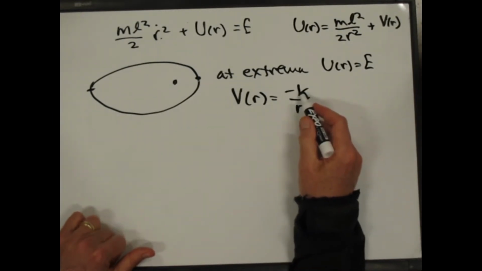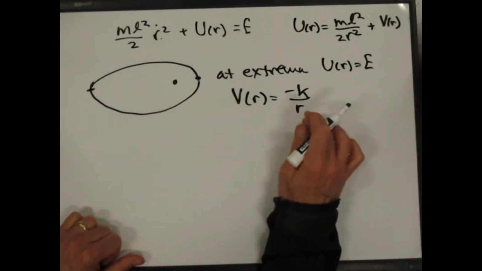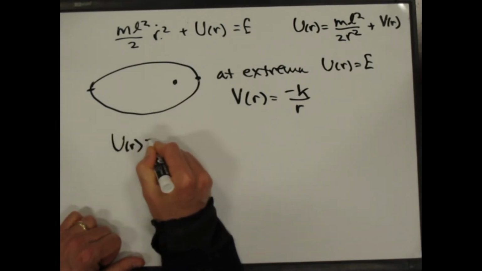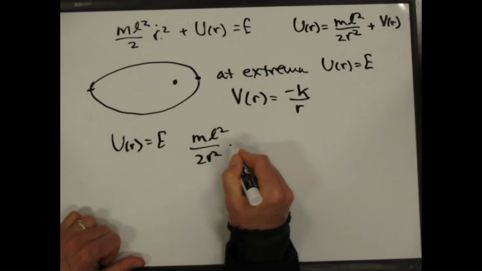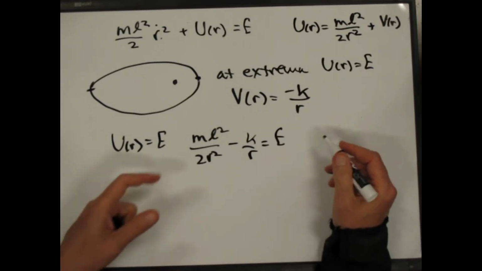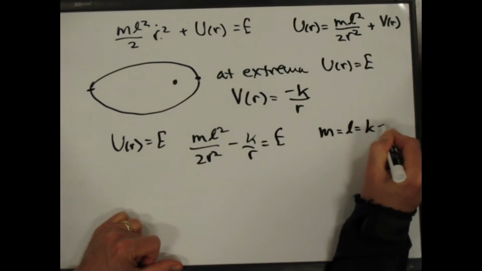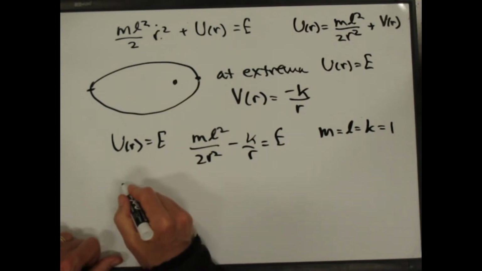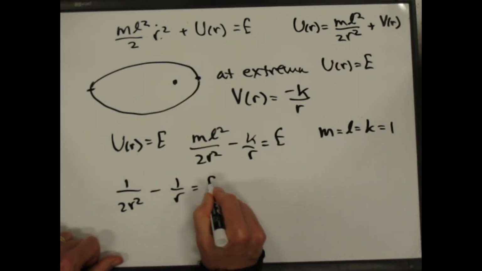If this is a gravitational potential, it's GMm, but it could be anything. We're choosing a 1 over r squared force, so a 1 over r potential. And so u of r is equal to e, and that means m l squared over 2r squared minus k over r is equal to e. To make things simple so we can look at some graphs, we're going to pick m equals l equals k equals 1. I just want to simplify everything but e and r. And this gives me 1 over 2r squared minus 1 over r equals e.